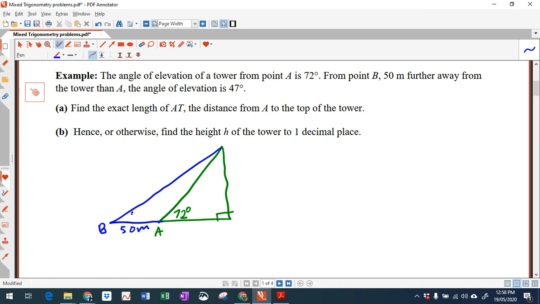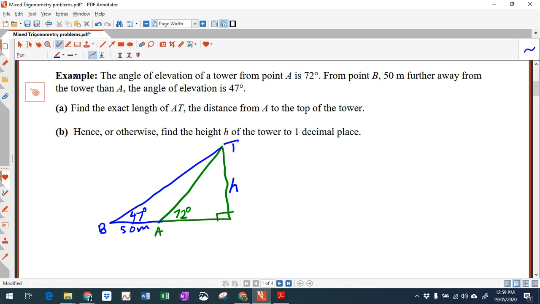The angle of elevation is 47 degrees. Now we're going to call the top of the tower T. And we've got the height of the tower H, because we need that as well. Now we're going to find the exact length of AT. So here's AT. And we're going to find its exact length. Now, how are we going to do that?